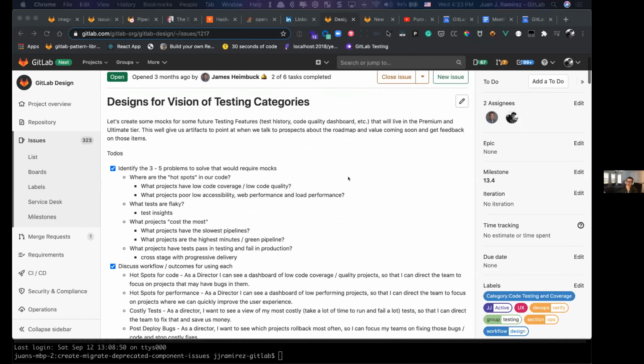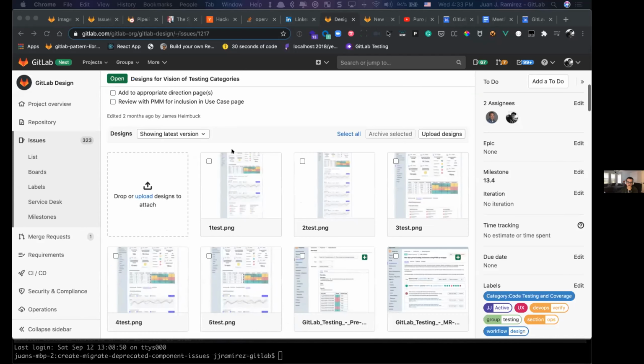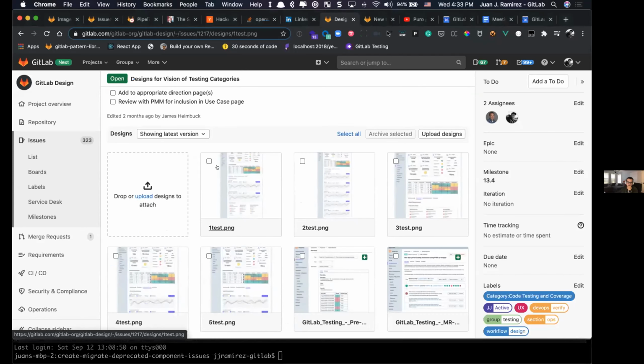Sure. So I'm going to share my screen. All right, so here's the issue. Let's open the designs, and okay, let's start with number 1, which is this one.